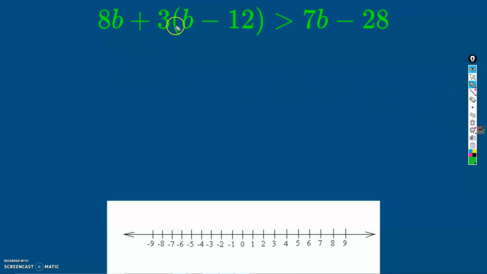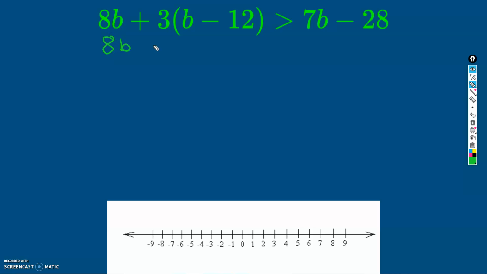is 8b plus 3 times parentheses b minus 12 greater than 7b minus 28. So solving inequalities is almost identical to solving equalities or equations, with just one hitch at the end. And it's just, did you divide by a negative or did you not? Otherwise, we can play the same game here.